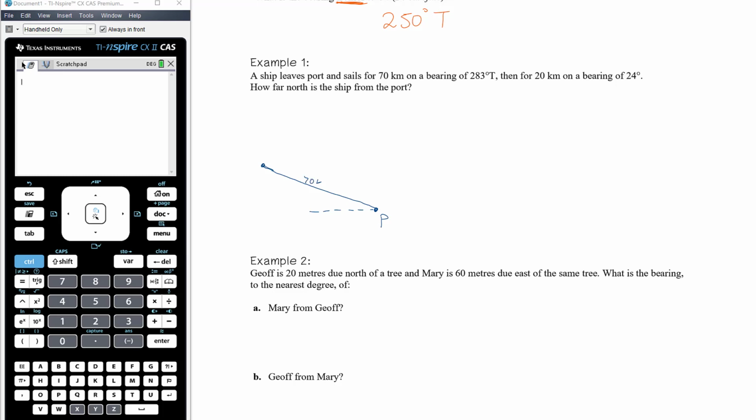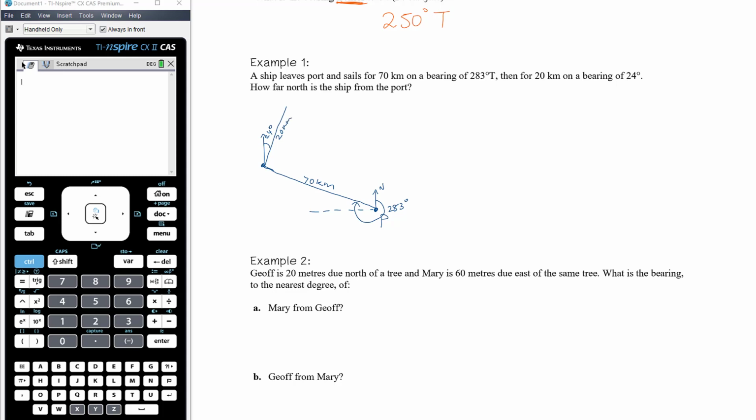So that's 70 kilometres. Then we go on our bearing of 24 degrees. So this was north, and that whole angle all the way around there is 283 degrees. Then facing north and turning clockwise 24 degrees, we're going to be heading out this way, and we don't go as far this way. So we only go 20 kilometres this way.